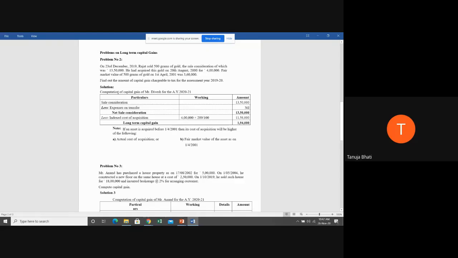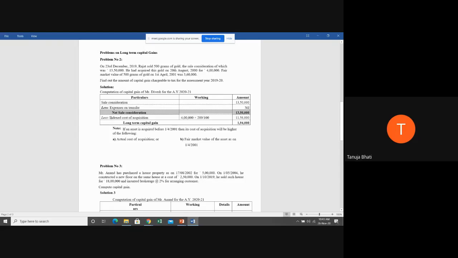So let us start the solution. Computation of capital gain of Mr. Devesh for assessment year 2020-2021. Now students, 2019 he's selling, he had acquired in the year 2000. Is it a short-term capital gain or long-term capital gain? Is he holding gold for more than 36 months or less than 36 months? Ma'am, long term. Yes. So first we take sale consideration, 13 lakh 50,000. Less expenses on transfer. Students, there are no expenses on transfer given in the question. Therefore, we have taken it as nil. Next, we get net sale consideration, 13 lakh 50,000.